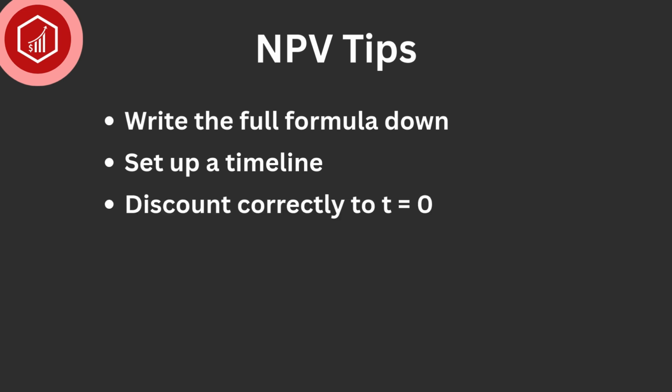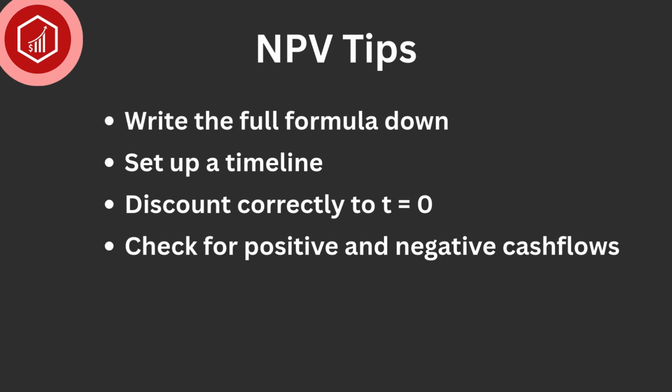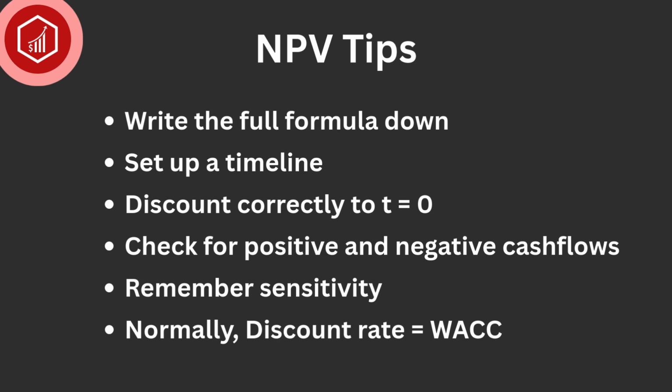Third, be consistent. Discount all cash flows to time 0. Fourth, check your signs. The initial investment is usually a negative cash flow at time 0, so don't confuse this and add it, you have to subtract the initial investment in the end. Fifth, remember sensitivity. A higher discount rate will lower the NPV, and a lower discount rate will increase the NPV. And finally, in interviews, it really impresses recruiters if you mention that the discount rate should normally be the company's weighted average cost of capital, because that shows you understand how theory links to practice.